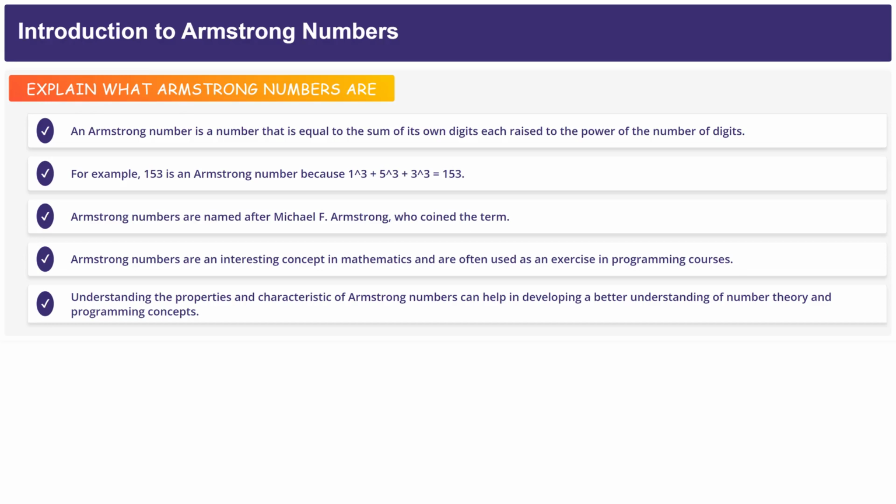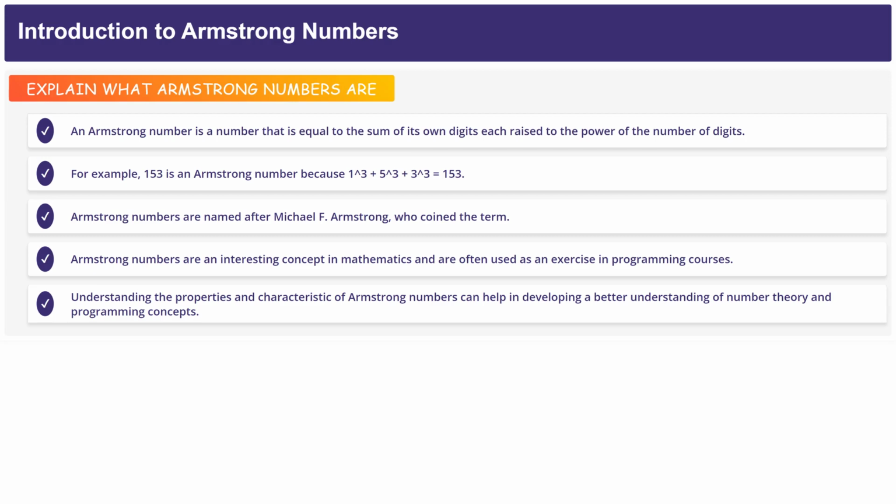Welcome to our video on Armstrong numbers. An Armstrong number is a number that is equal to the sum of its own digits, each raised to the power of the number of digits. For example, 153 is an Armstrong number because 1 cubed plus 5 cubed plus 3 cubed equals 153.